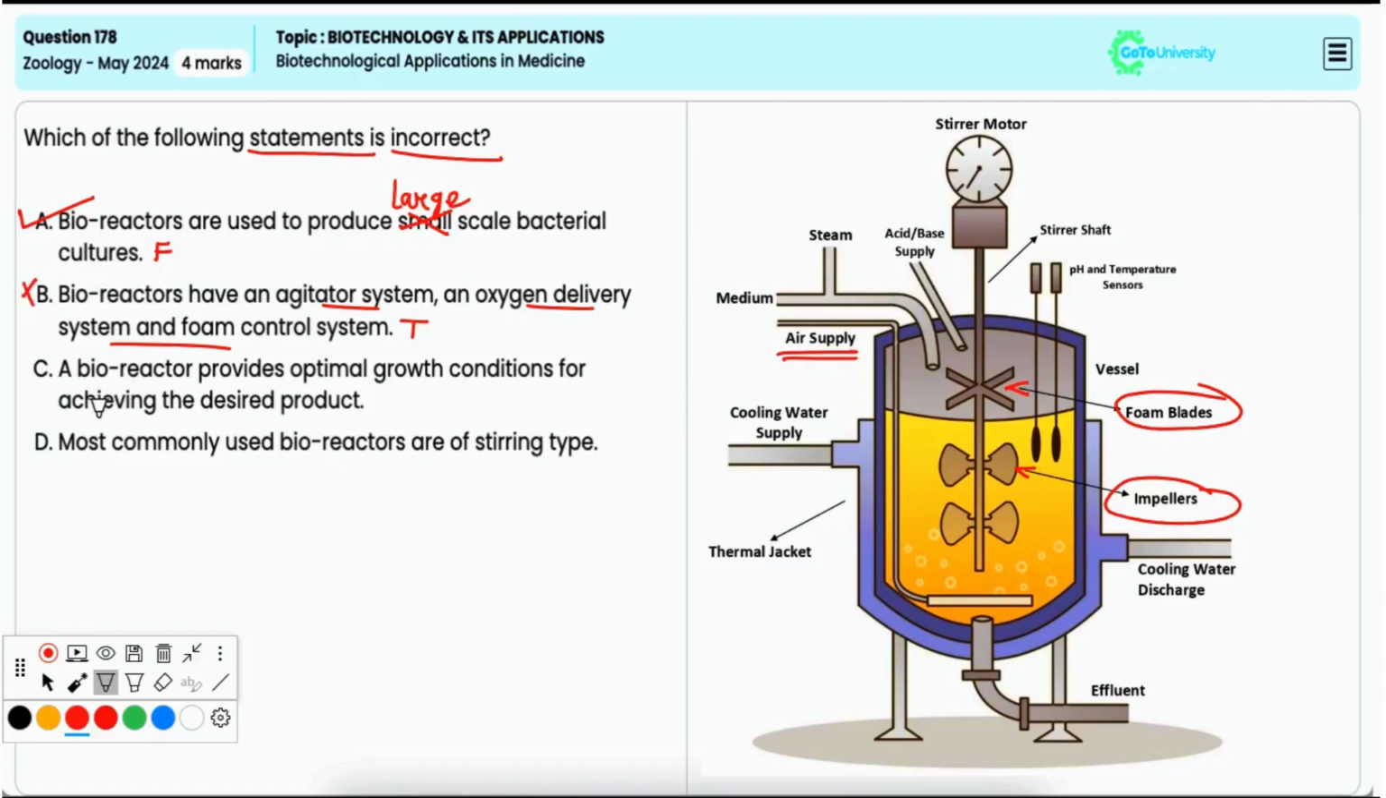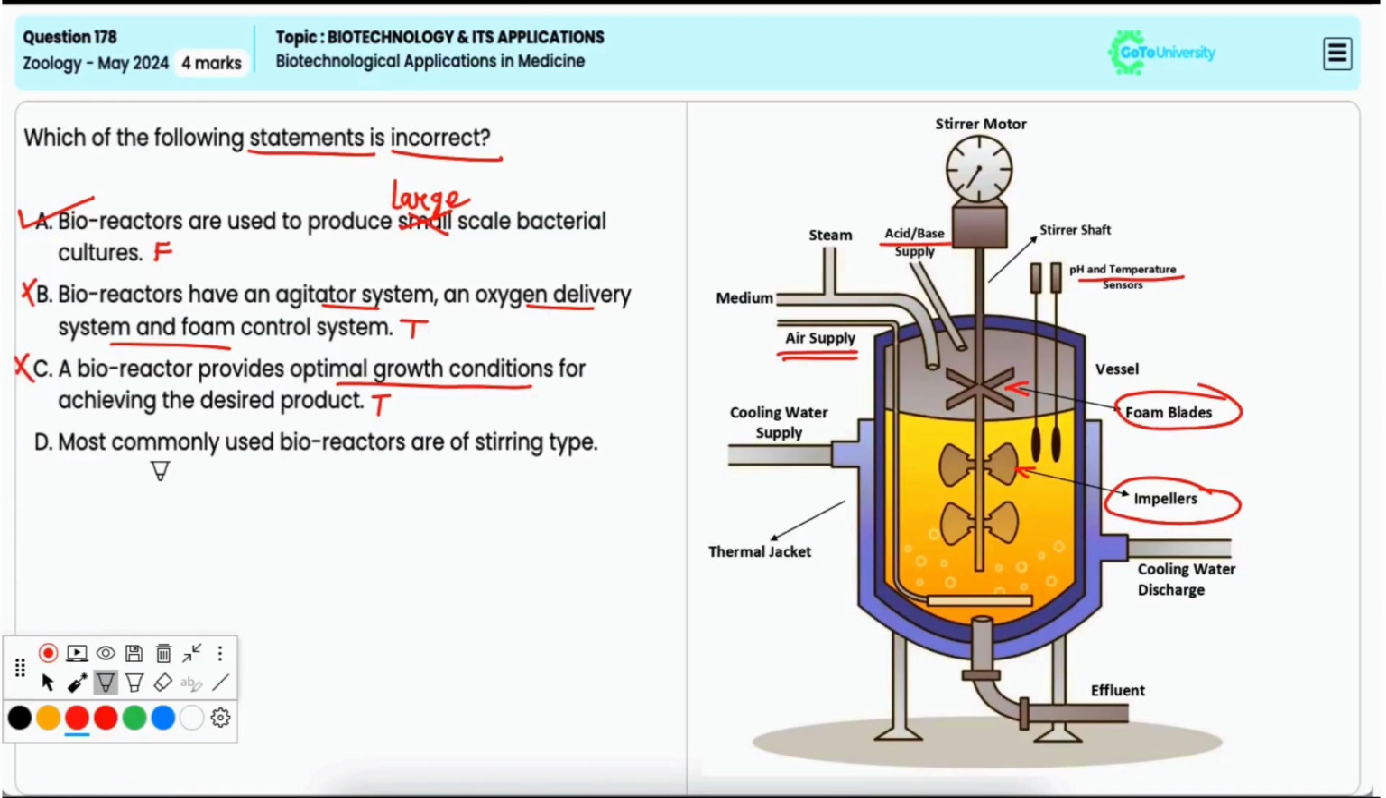Option C: a bioreactor provides optimal growth conditions for achieving the desired product. Now, this is also true because bioreactors are indeed designed to maintain optimal conditions. For example, temperature, pressure, nutrient supply, or oxygen levels to maximize microbial growth and the product yield. Hence, this is an incorrect option.